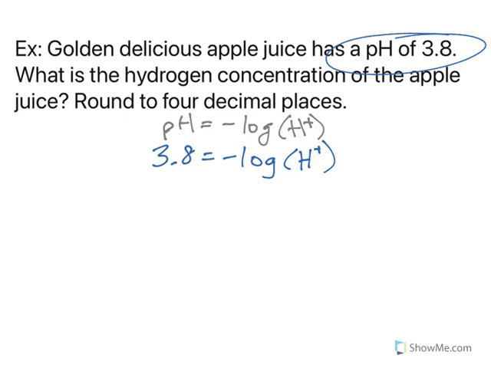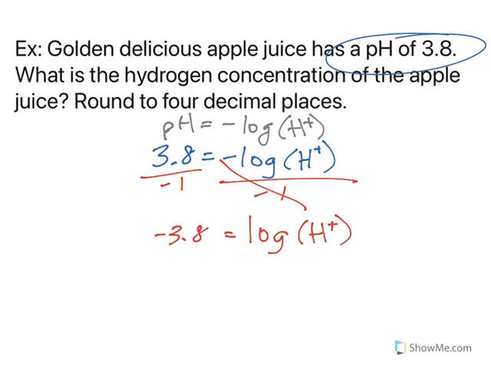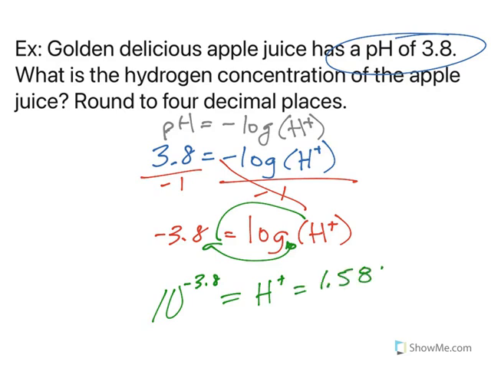My first step is, again, to isolate the log. So I'm going to divide both sides by negative 1, because 2 negatives will give me a positive hydrogen concentration, and this would give me negative 3.8. So how do I solve a logarithmic equation? I want to isolate the hydrogen. Again, I have a base 10. So base 10 raised to the negative 3.8 power gives me the argument, which is the hydrogen. If I type in 10 to the negative 3.8, I get 1.5849 times 10 to the negative fourth.